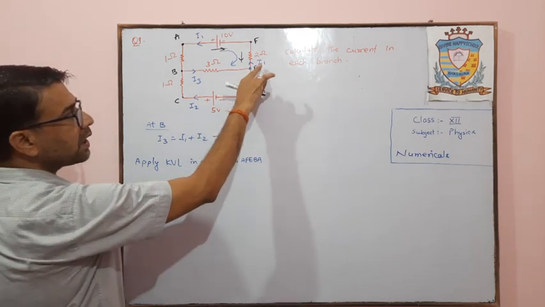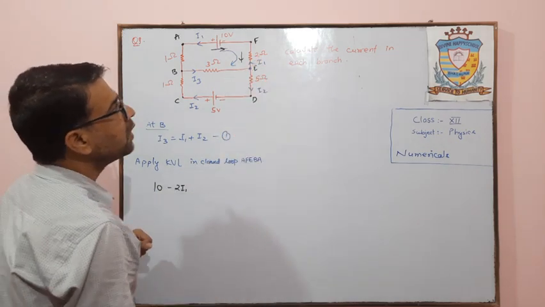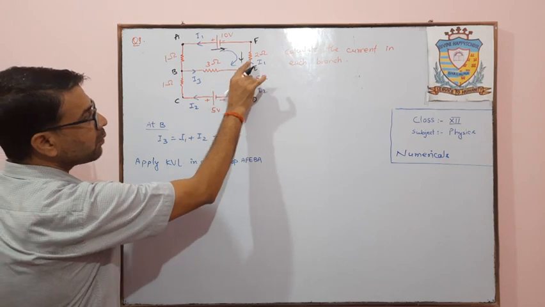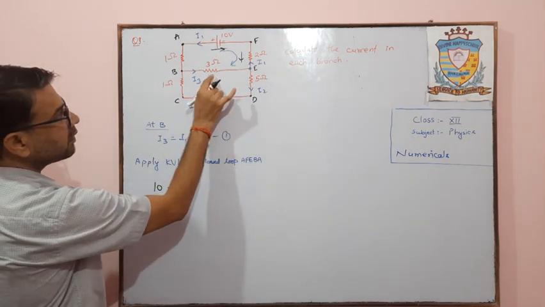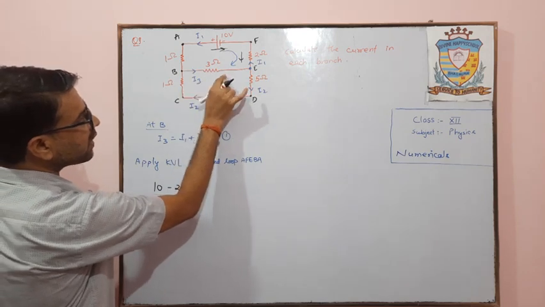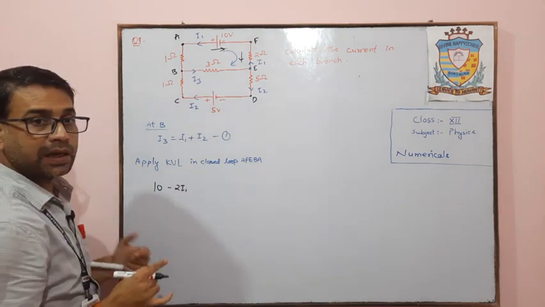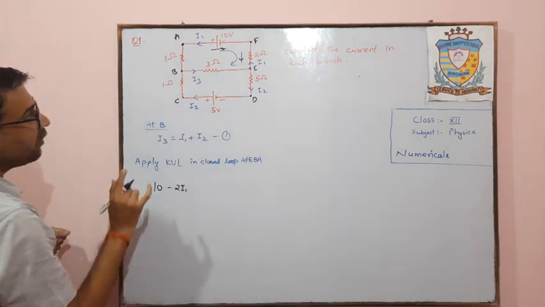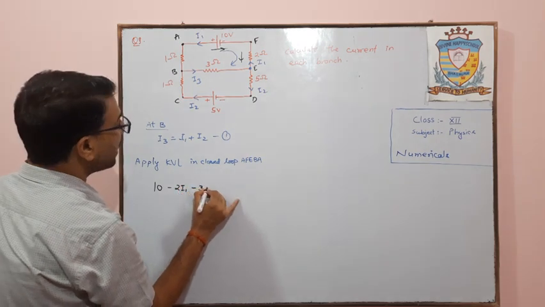V is equal to IR, so I into R. Current is I1 and resistance is 2 ohm. The direction is opposite, which means we will take the negative sign here. For this resistance, this is the direction of current and this is the direction of calculation. They are again opposite. If it is opposite, we choose the negative sign. So minus 3I3.